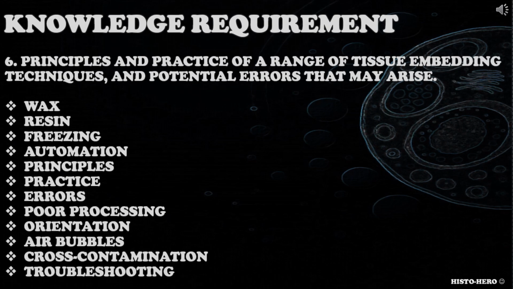The sixth knowledge requirement is principles and practice of a range of tissue embedding techniques, and potential errors that may arise. Candidate needs to have the knowledge and understanding about the principles and practice of various tissue embedding techniques and potential errors. You could ask the candidate to explain what is embedding, to name embedding techniques and highlight the ones they use, to name errors that may arise during embedding, and to explain how they would resolve the errors.